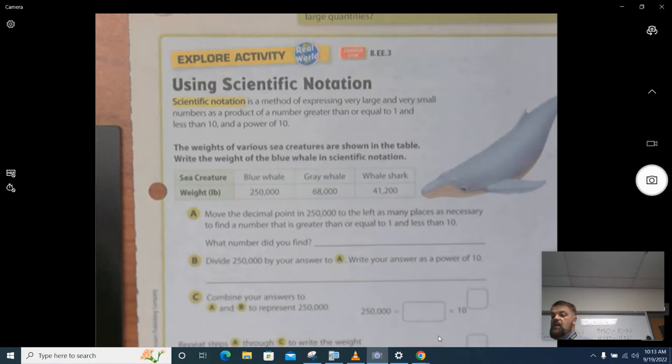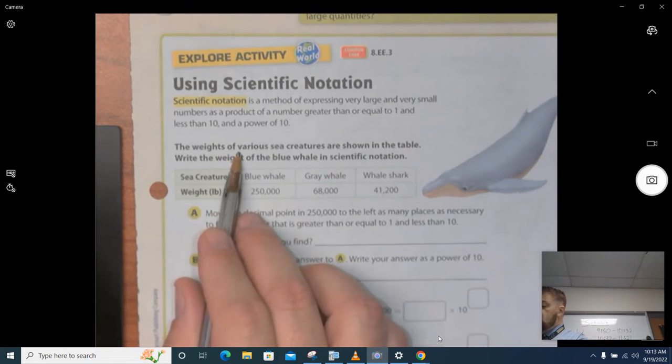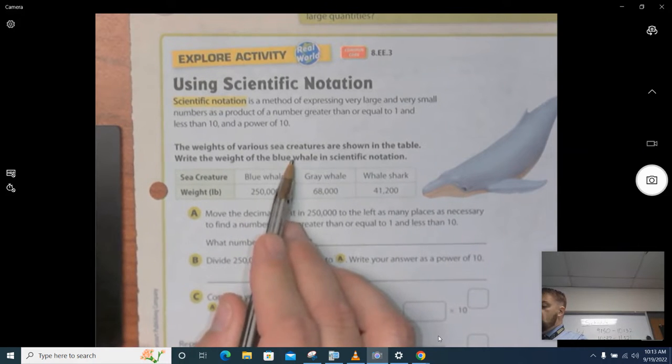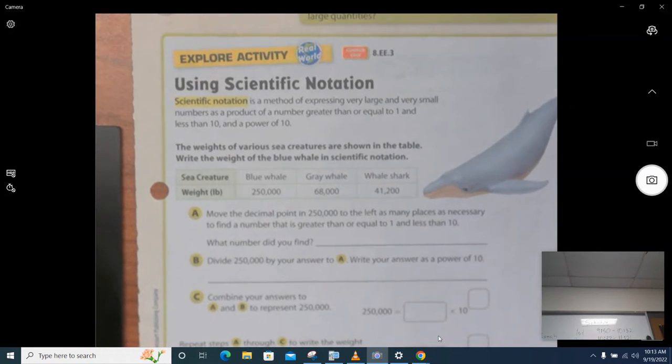is have a way to kind of abbreviate or make a shortcut. So we want to look at this problem. It says the weights of various sea creatures are shown in the table. Write the weight of the whale in scientific notation.